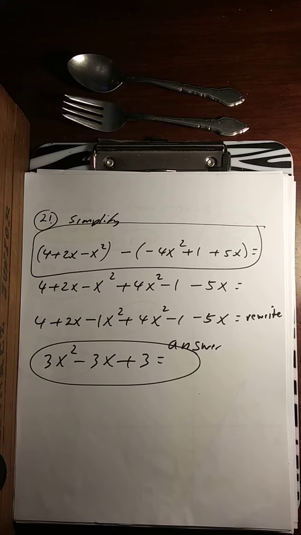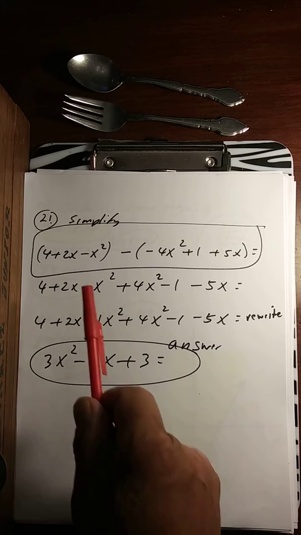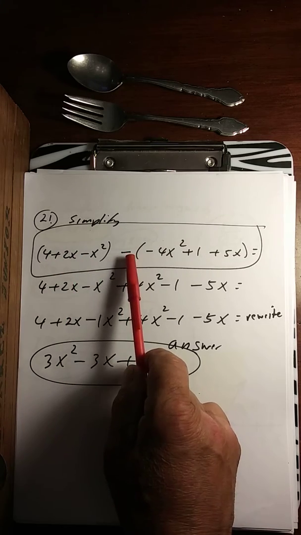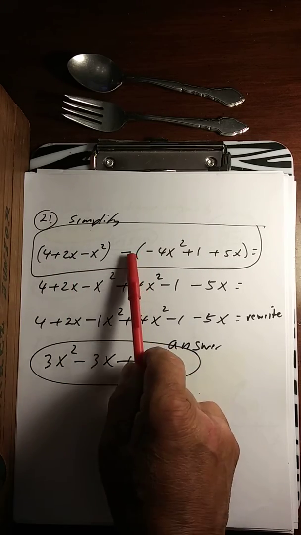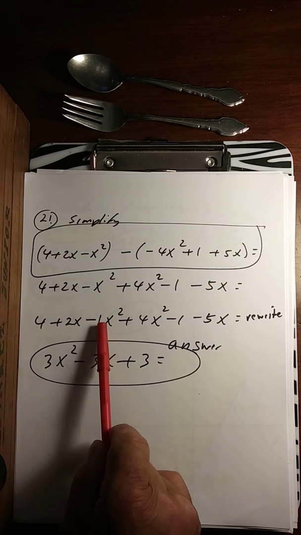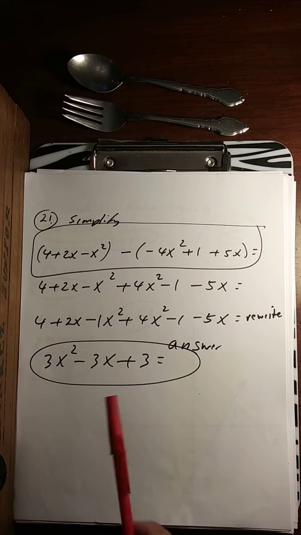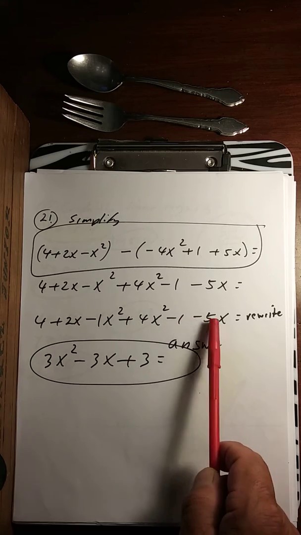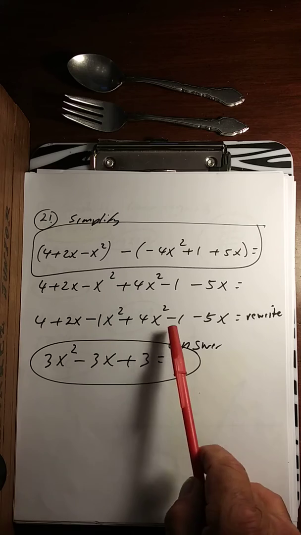A1 Algebra 1. So rewrite this, simplify this, copy this one. This would be negative, and negative is a positive, negative that's going to be negative. So we have, rewrite this as 1x squared, negative 1x squared. So now put them together. Negative 1x squared, 4x squared, 3x squared. 2x and minus 5x minus 3x. 4 minus 1, 3.